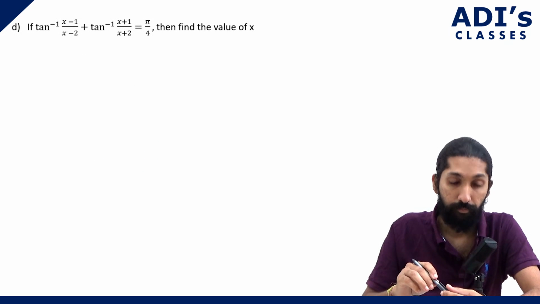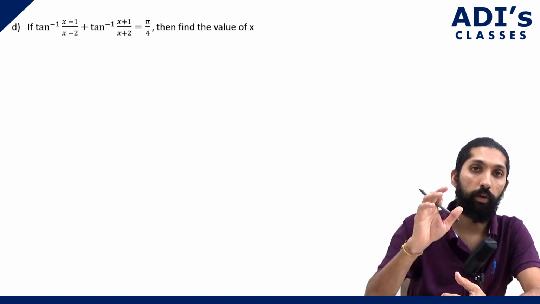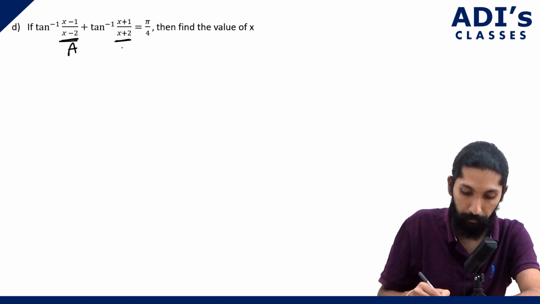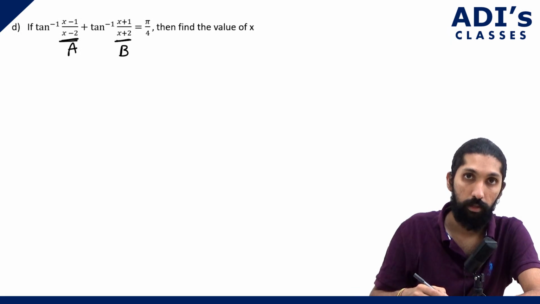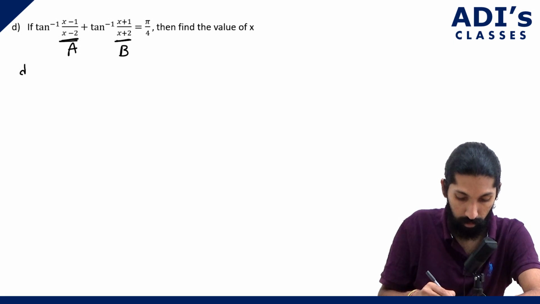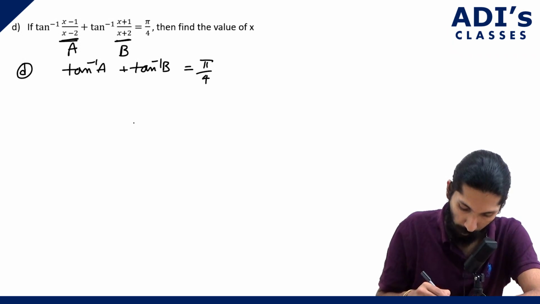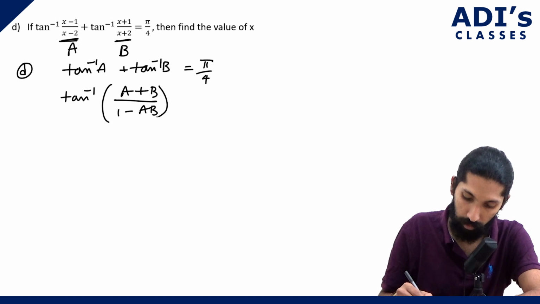In this problem, you have tan inverse of x minus 1 by x minus 2 plus this one, correct? Now I'll do one thing. Let's substitute this as A. Let's substitute this as B. Of course, we are going to expand it, but for now, for simplicity's sake. The question reduces to tan inverse of A plus tan inverse of B is equal to pi by 4, right? Tan inverse of A plus B by 1 minus AB is equal to pi by 4.